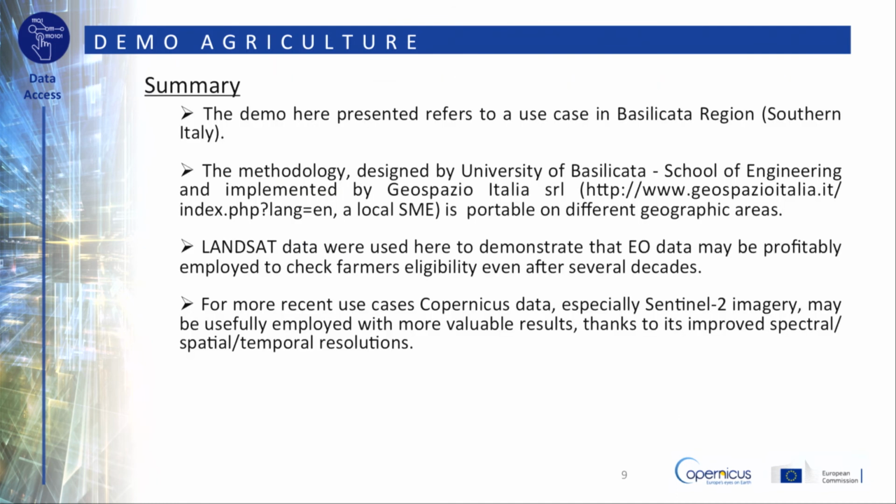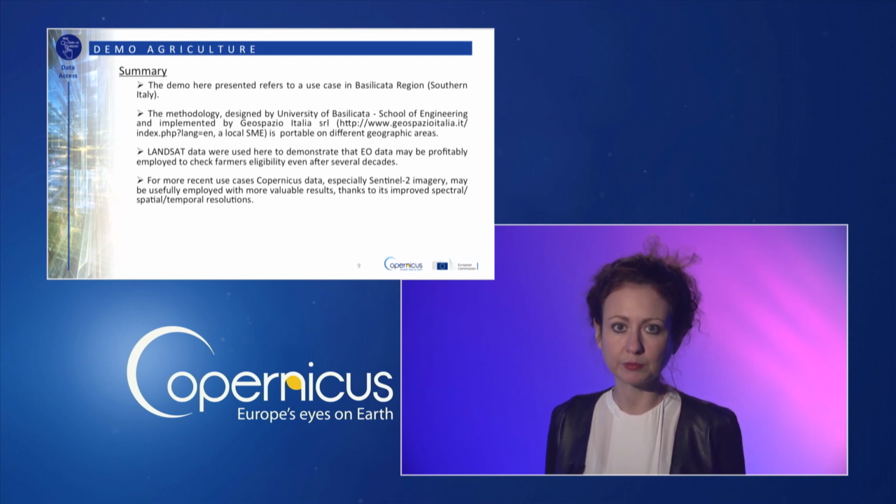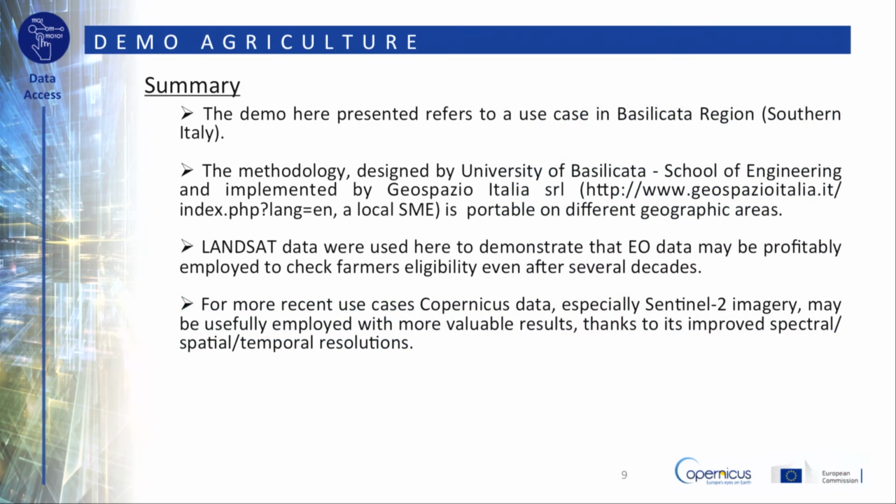So the demo here presented refers to a use case in Basilicata region in the south of Italy. The methodology was designed by the University of Basilicata and is implemented by Geospazio Italia, which is a local SME. It is portable on different geographic areas. Landsat data were used here to demonstrate that Earth observation data may be profitably employed to check farmers' eligibility even after several decades. For more recent uses, Copernicus data, especially Sentinel-2 imagery, may be usefully employed with more valuable results, thanks to its improved spectral, spatial, and temporal resolutions.